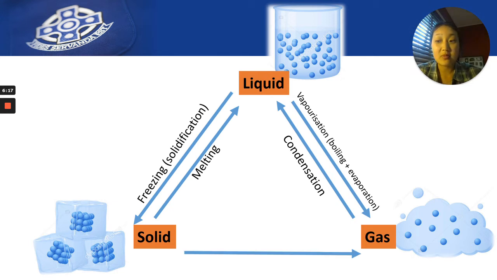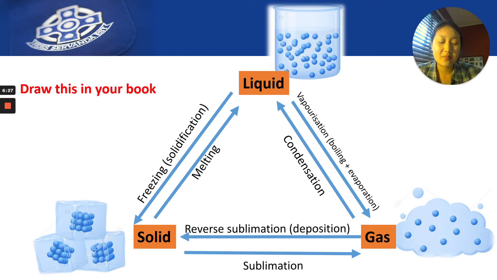Then when solid goes to gas, that's called sublimation, which is not often seen. And when gas goes to solid, that's a reverse sublimation, or you can call it deposition. And I want you to draw this in your book, so you can pause this video and do that.